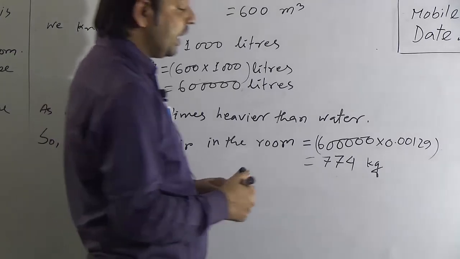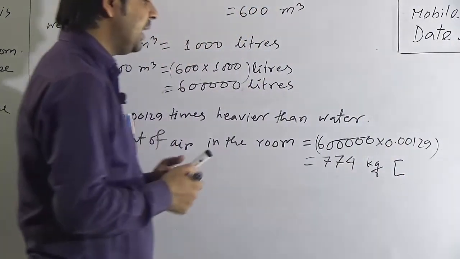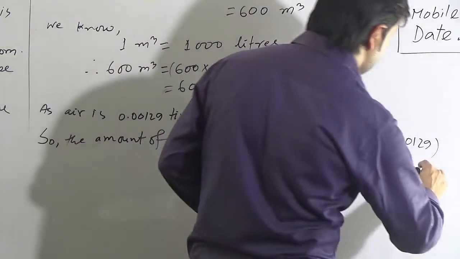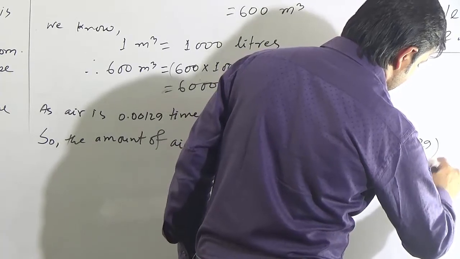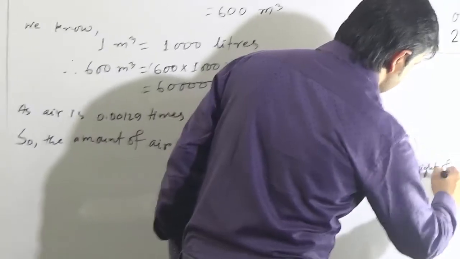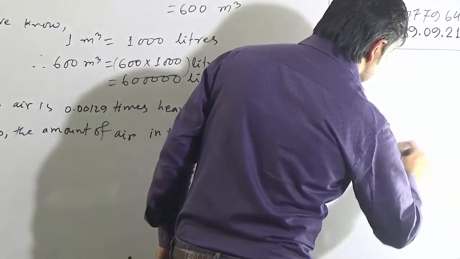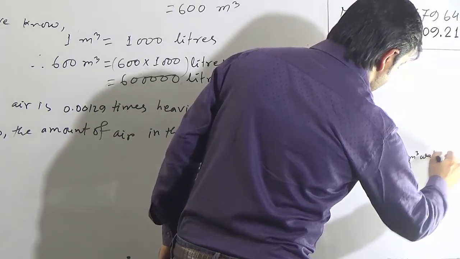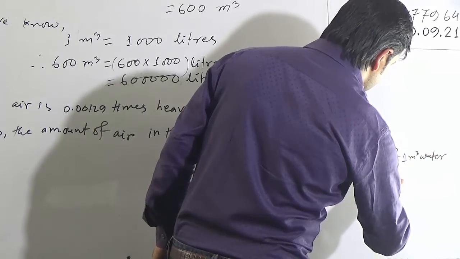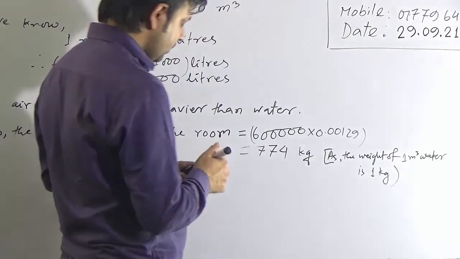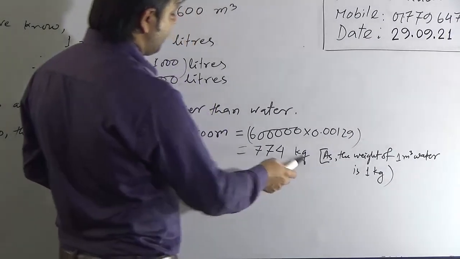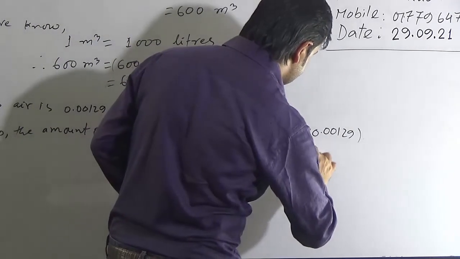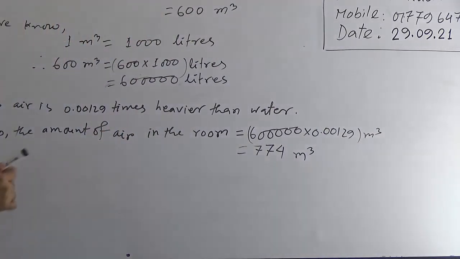How can we get kg? Dear students, for this we have to know a relation, that is, the weight of one cubic meter of water is 1 kg. This will be in cubic meter as this is volume, the amount of air.